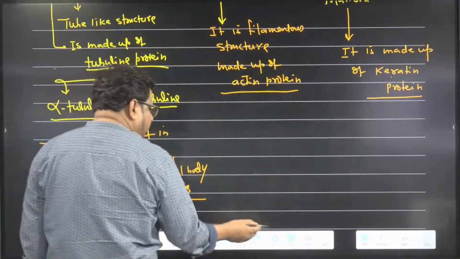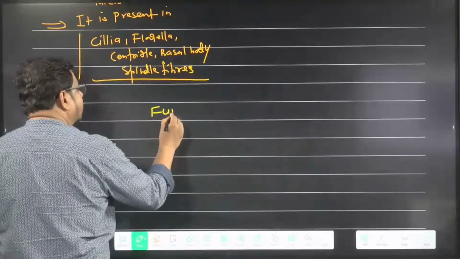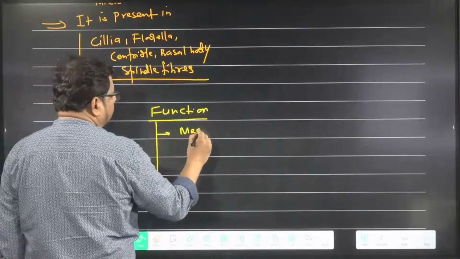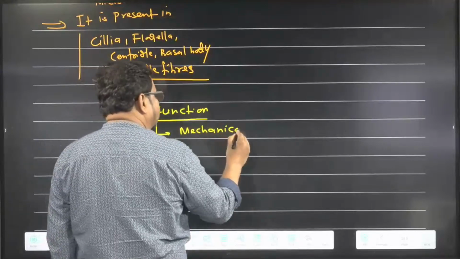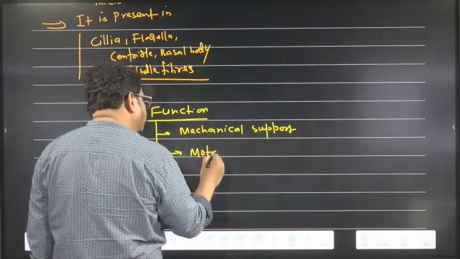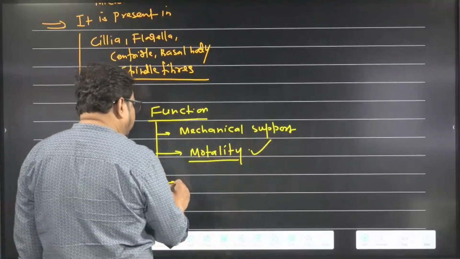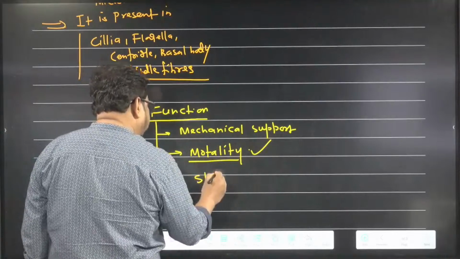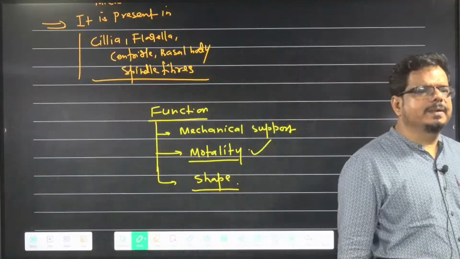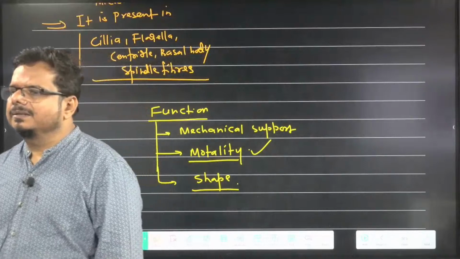Now I am writing the function of the cytoskeleton. This year a question came in NEET. Three functions are written in NCERT. One function is mechanical support. Another function is motility. This year's NEET question asked: what is the function of cytoskeleton? And the third function is shape: it provides shape to the cell. So these are the functions directly written about the cytoskeleton in NCERT. Getting the idea? Is it clear?